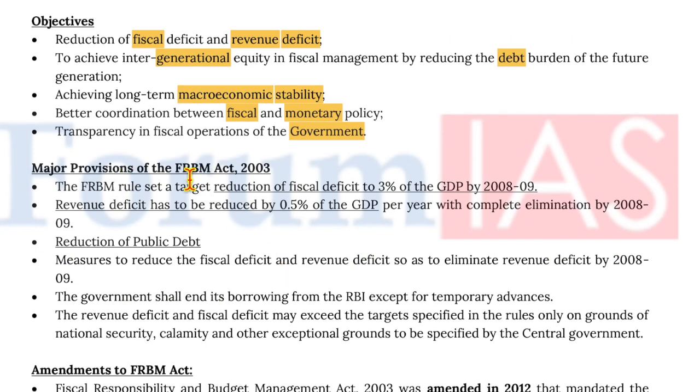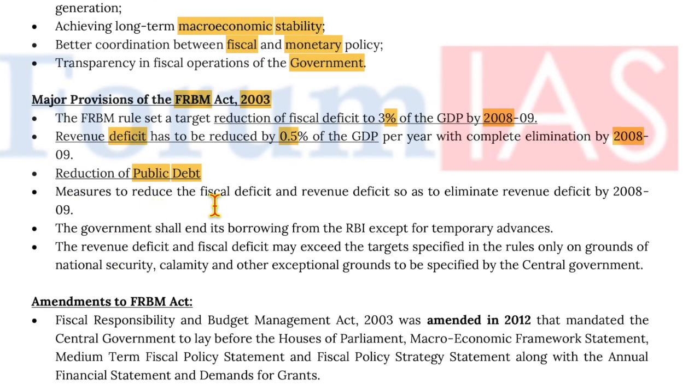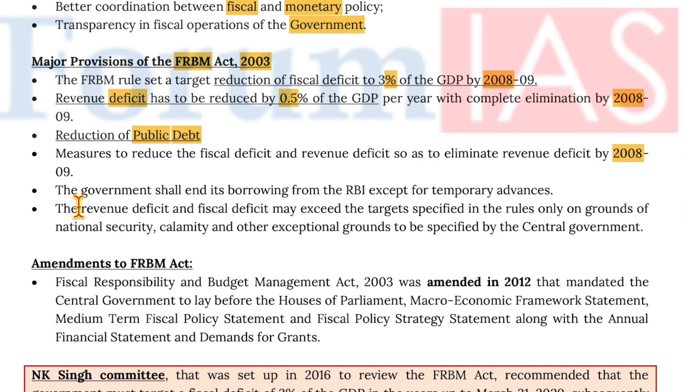Major provisions of the FRBM Act of 2003 include that the FRBM rules set a target reduction of fiscal deficit to 3% of the GDP by 2008-2009. Revenue deficit has to be reduced by 0.5% of the GDP per year, with complete elimination by 2008-2009. Reduction of public debt. Now, the measures to reduce the fiscal deficit and revenue deficit so as to eliminate revenue deficit by 2008-2009.